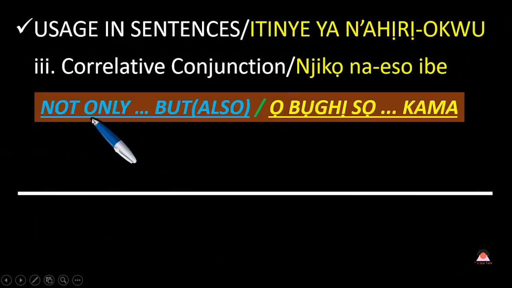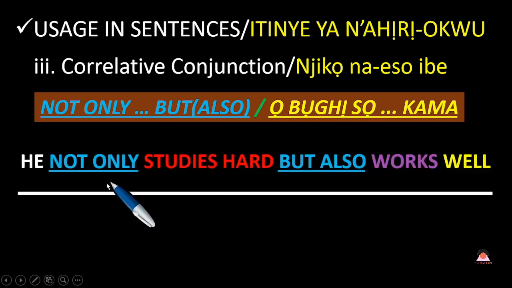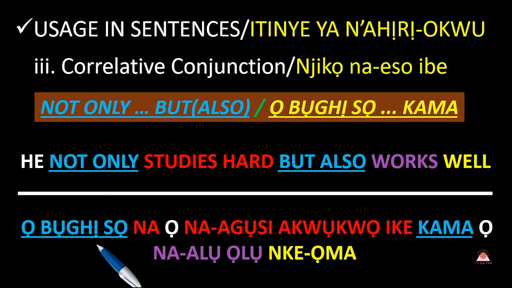And the next example is not only, but sometimes also is added to it. Ọ bụghị sọ kama, that is the Igbo version. Let's look at sentence usage. He not only studies hard, but also works well. The Igbo version. Ọ bụghị sọ na ọ na-agụsi akwụkwọ ike kama ọ na-arụ ọrụ nke ọma.